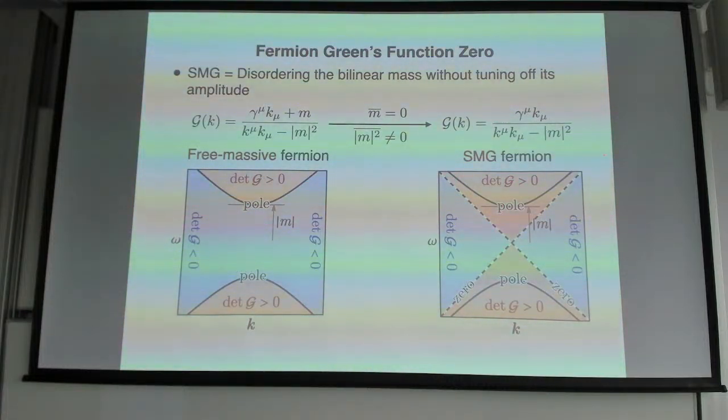And then the SMG fermion will have a Green's function which still produces a pole with an energy gap. So you still have a rest mass, and you still have some curvature here, which means it has inertial mass. But you just don't have fermion bilinear condensates because of this zero structure.